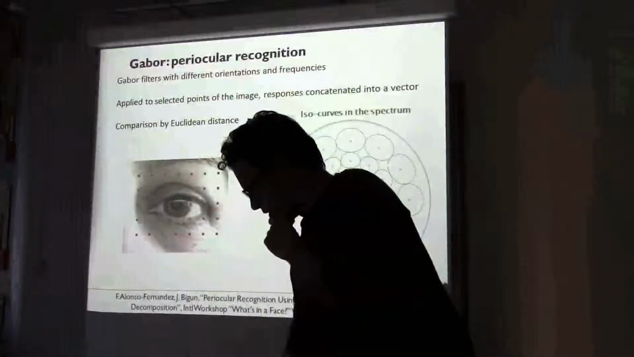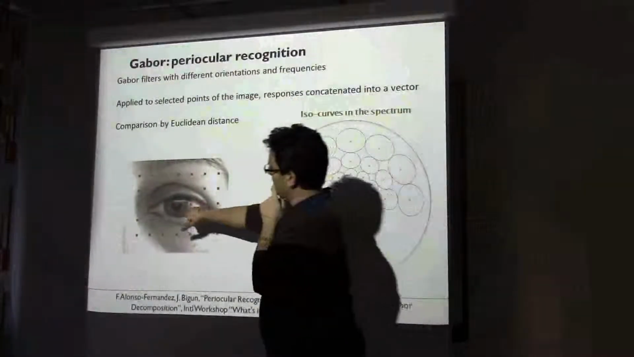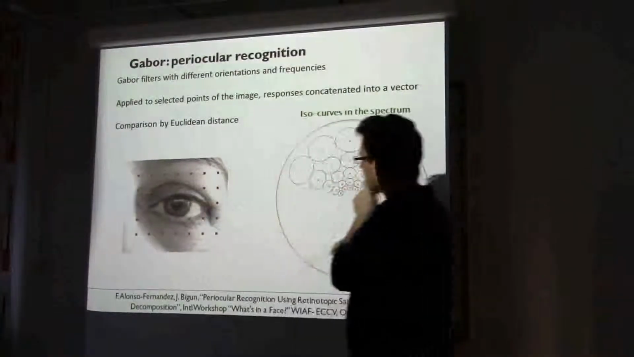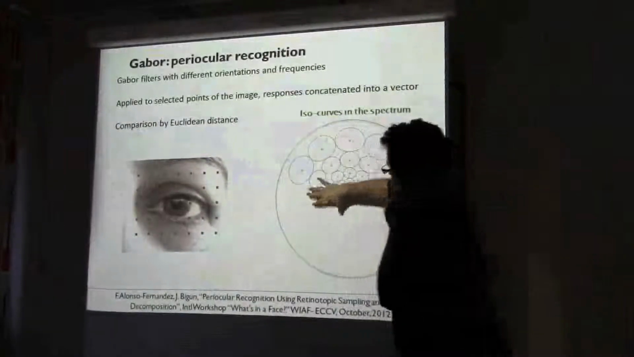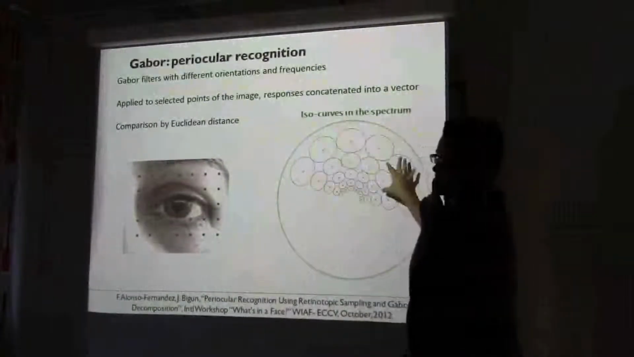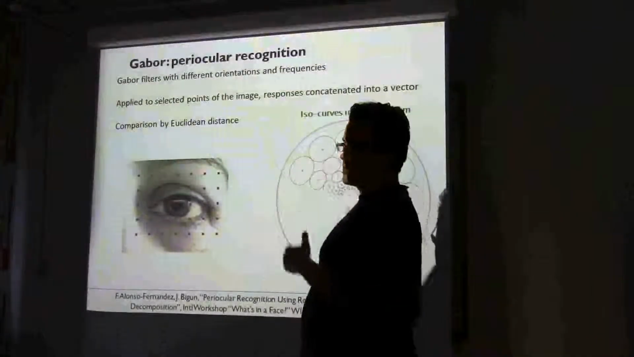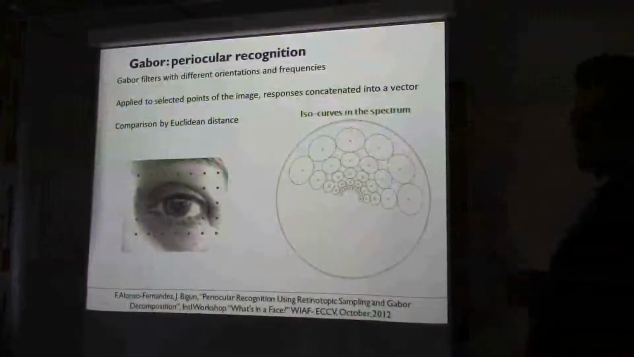This is another example where we apply this for recognizing people. We apply different Gabor filters at different points of this image. For each point, we get a different sampling of the spectrum, then we put them together in a vector, and when we have another image of a different eye, we get the same vector and find the distance between the two vectors.